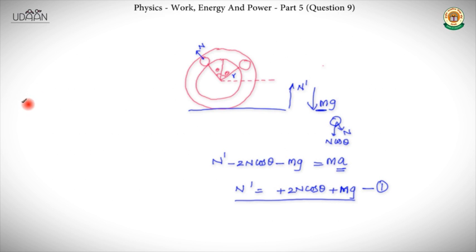Now just take the force equation of the identical balls. The normal reaction will be acting perpendicular to the instantaneous velocity.